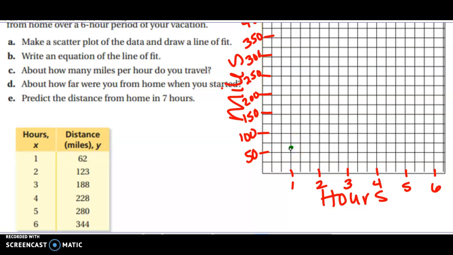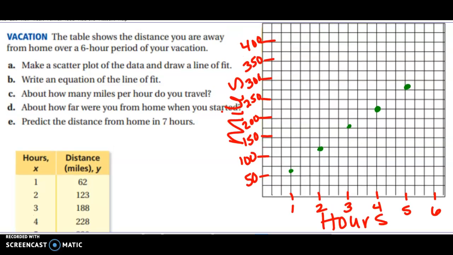I'm going to go over 2, up 123. Go over 3, up 188. Right there. Go over 4, up 228. I'm going to go over 5, up to 80. I'm going to go over 6, up 344. Right about there. Okay, again, it's actually made a pretty good line for me, except I don't have 0, 0.